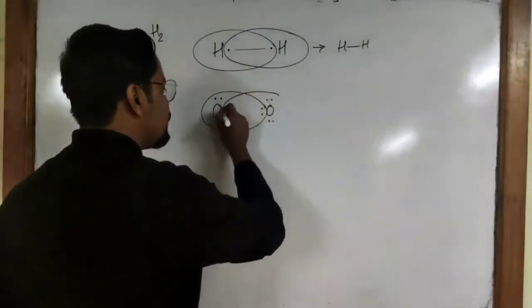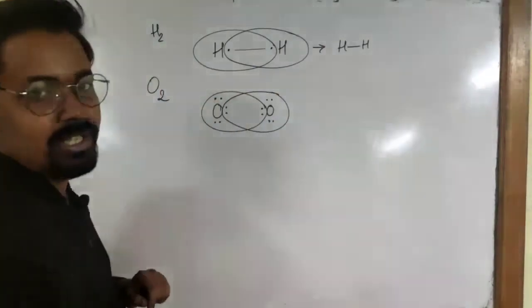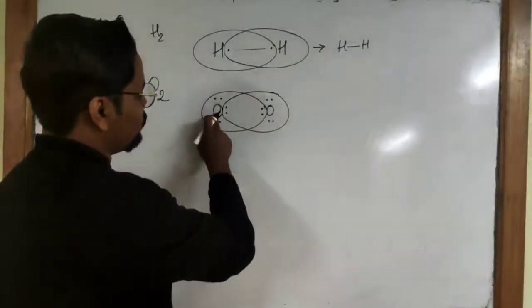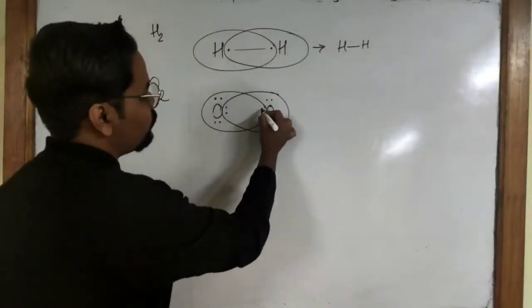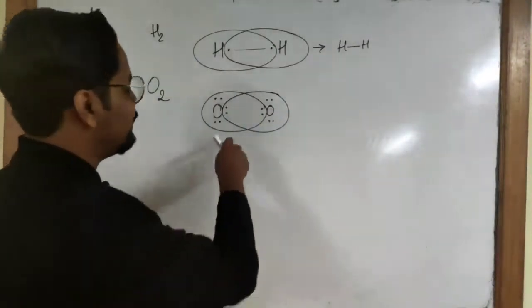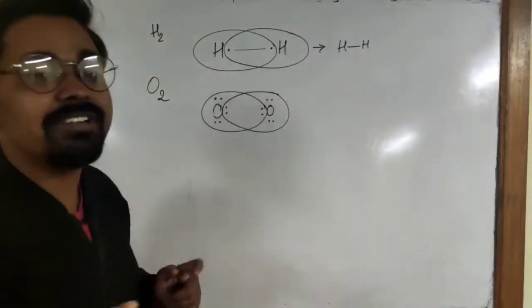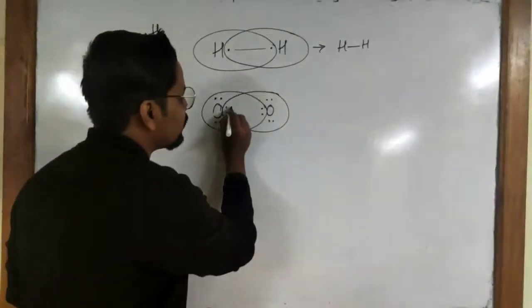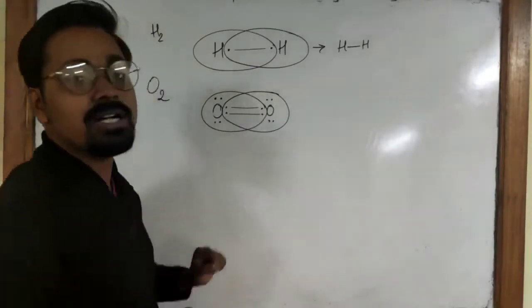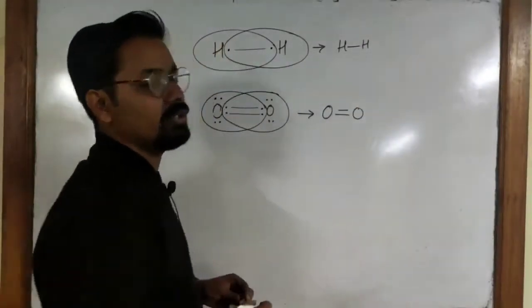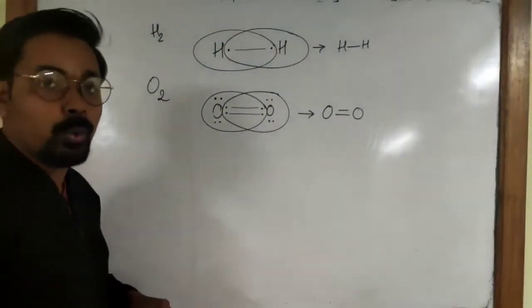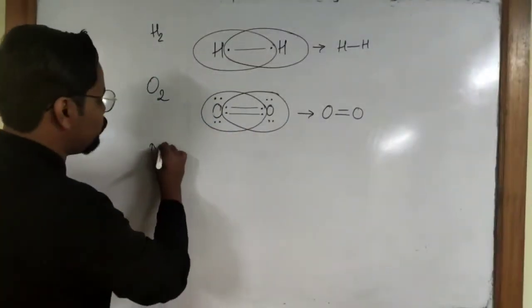This will also share 2 electrons from the other oxygen. So now what happens, this oxygen has 8 electrons, and this oxygen also has 8. So these 2 pairs of electrons have been shared, and since 2 pairs of electrons have been shared, they form a double bond. So what we have here is oxygen double bonded to another oxygen to form the molecule O2. Let's move on to another one, that is N2.